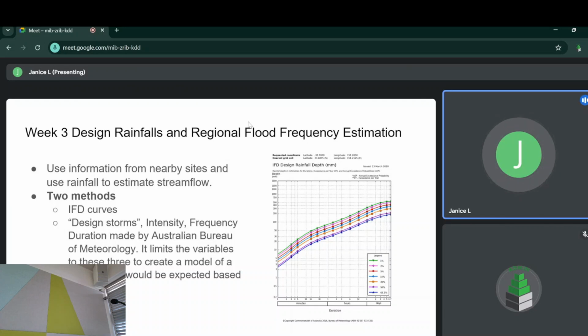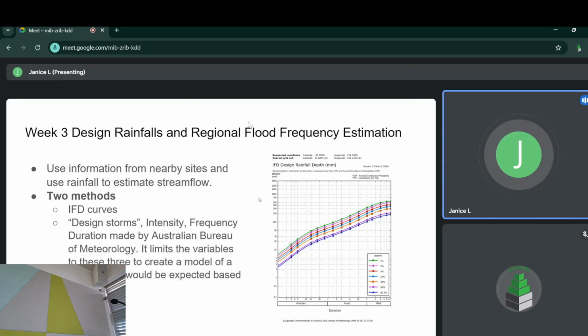So I've included a little screenshot of what it would look like. So you go onto their site, there's a whole site for IFD curves, and you just insert information. I don't know if you can see there, but there's a requested coordinate. You'll enter latitude, longitude, and then it'll tell you this is the nearest grid cell on their grid, on the database, which is slightly off, but it's close enough.